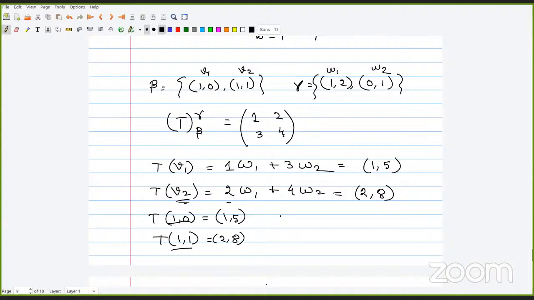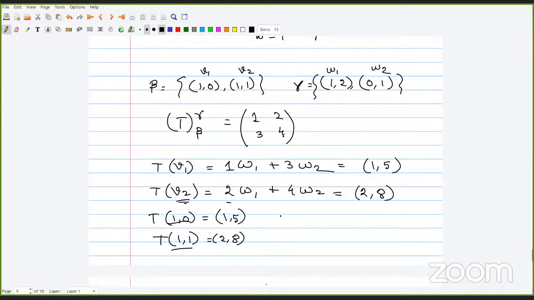So T V1 will be, we take the first column, (1,3). T V1 will be 1 of W1, because any vector in the codomain W can be represented as a linear combination of the basis W1 and W2 in the codomain. So we are representing T V1 as 1 W1 plus 3 W2. When we simplify, because we have W1 and W2 given, this comes to (1,5). So T of (1,0) is (1,5), which we have calculated.